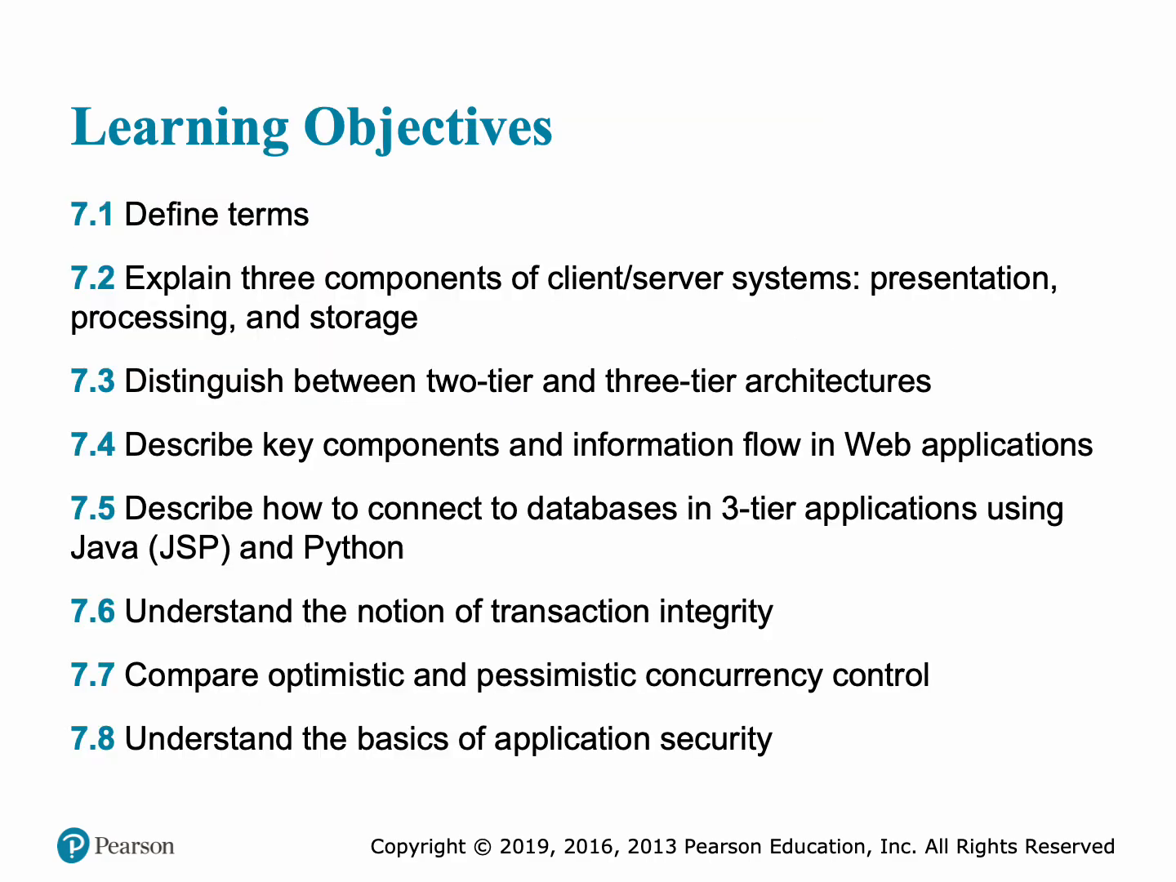We will be discussing in this lecture the three components of client-server systems: presentation, processing, and storage. We'll also distinguish between two-tier and three-tier architectures, describe key components in information flow in web applications, and describe how to connect to databases in three-tier applications using Java Server Pages, technically JSP, it's a connector, and Python.